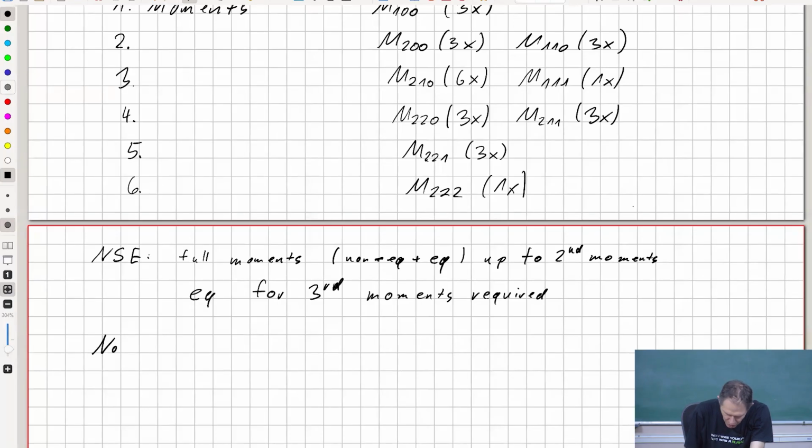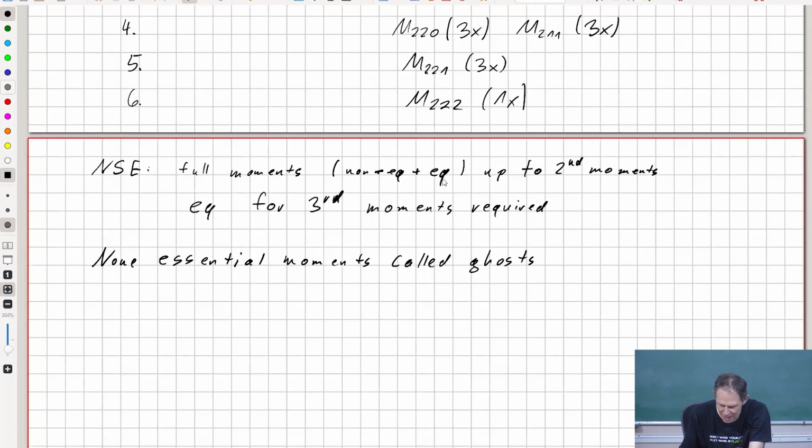So all moments that are non-essential, we call them ghosts. That means we have some moments like the fourth order, the fifth order and the sixth order moments that, according to our analysis, don't carry any information. So why do we have them in the first place, right?